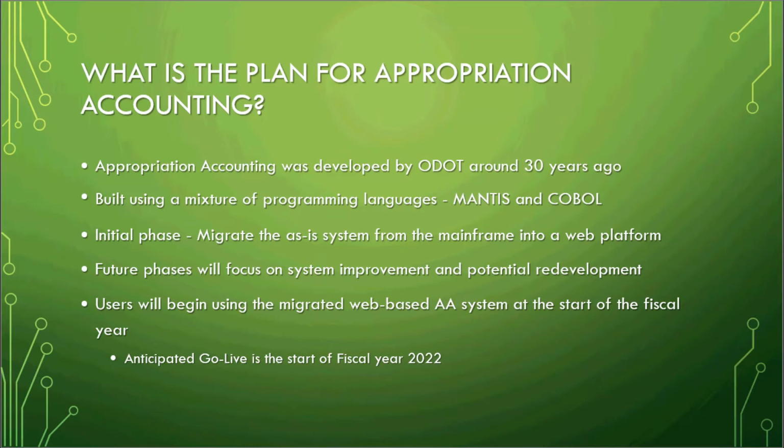technologies at the time. Today, Appropriation Accounting still uses these same outdated technologies, which is one of the main reasons that it is time for an update. The initial phase of the project is to migrate the existing system from the mainframe into a web-based system and a modernized database. The system will look and function almost exactly as it does currently. The targeted go-live is July 2nd of 2021 at the start of fiscal year 2022.